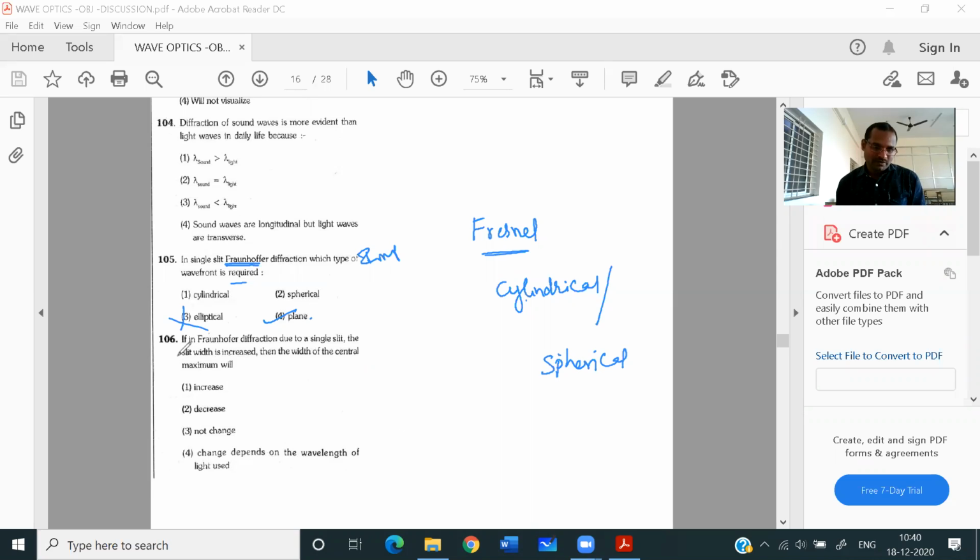Okay, next 106. In Fraunhofer diffraction due to a single slit, the slit width increases. Slit width a increases. Then the width of central maxima is 2 lambda capital D by small a. If a increases, the width decreases. Diffraction cannot be shown. Clear? So this is all about your interference and diffraction.